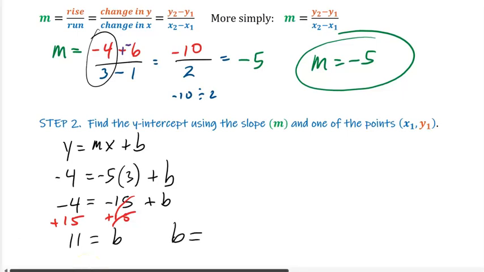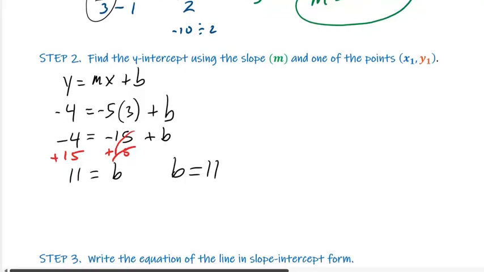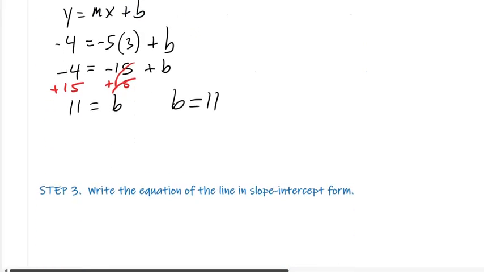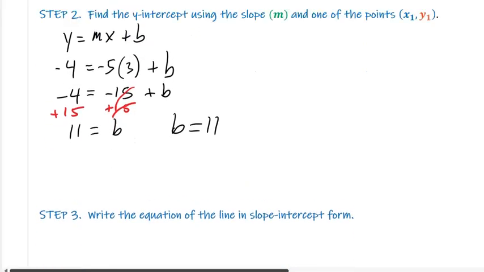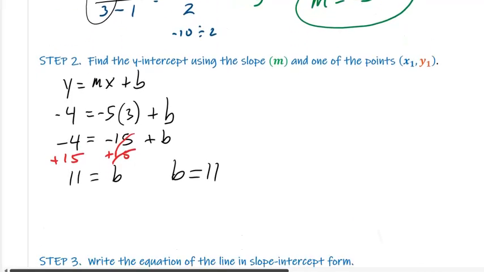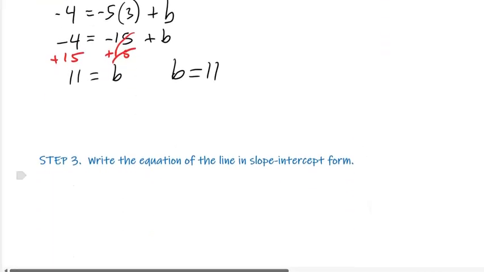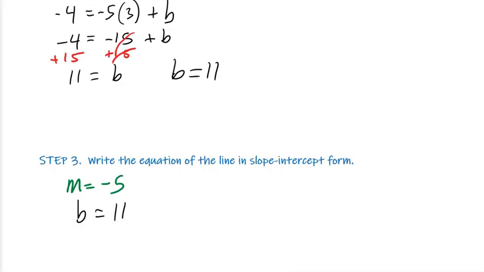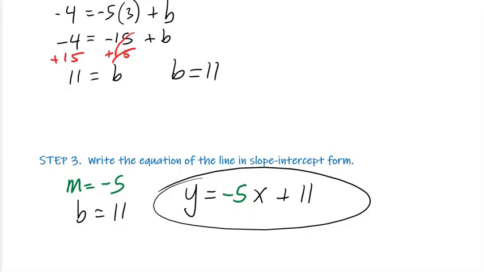So b equals 11. So now we can write the equation in slope-intercept form, because we know the slope is negative 5. So m is negative 5, and b equals 11. So slope-intercept form, y equals negative 5 times x plus 11. And there you have it. Easy peasy.